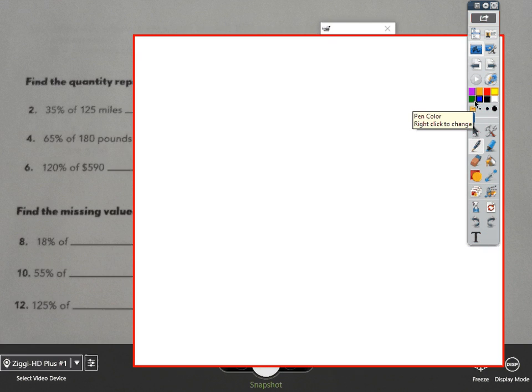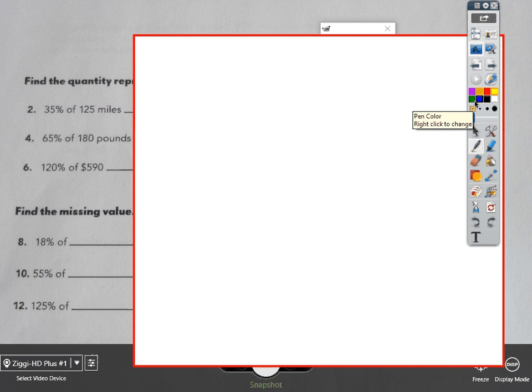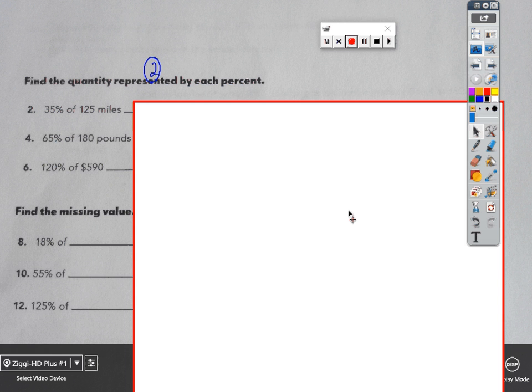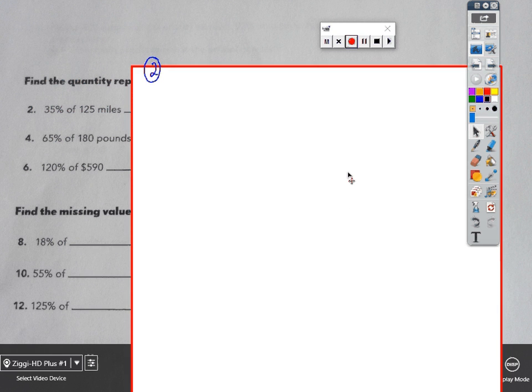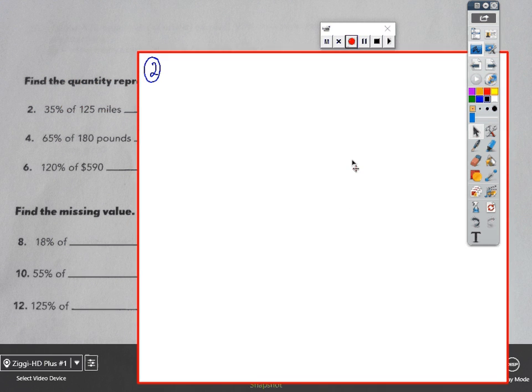So, number 2. I didn't read the directions, and I can see I covered them up. Find the quantity represented by each percent. So there's an unknown quantity. For number 2, I'm just going to sketch out a bar model. It is not required for the assignment in 2018, but it is something that I think will help you when you get to those word problems. We saw that today in class a bit. So if I were to draw a bar model instantly, the whole bar always represents 100%.